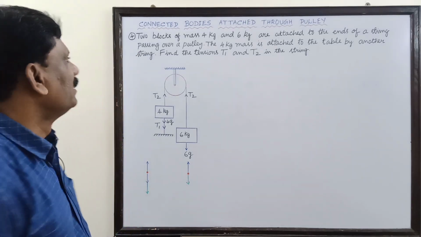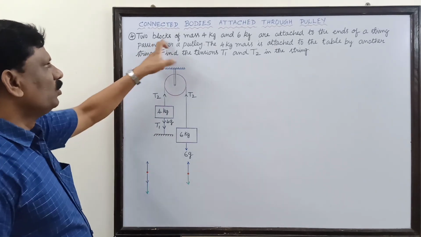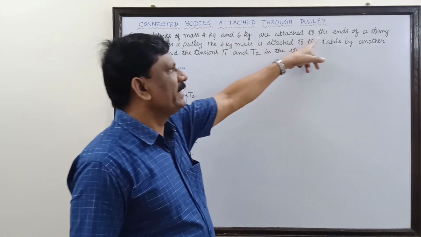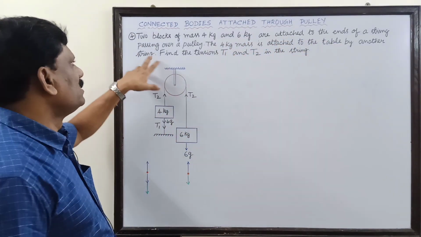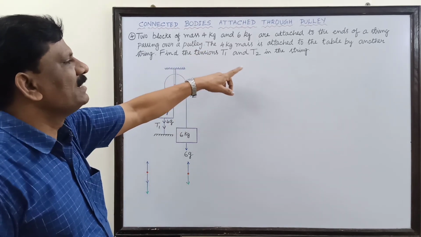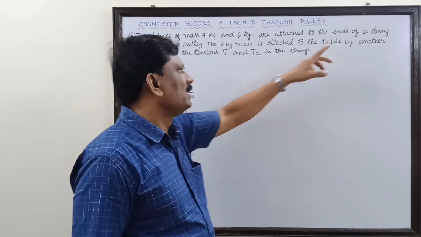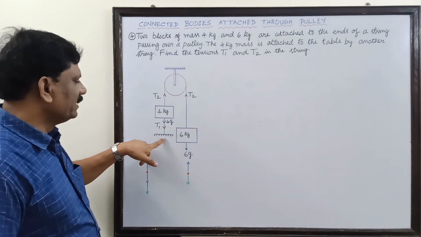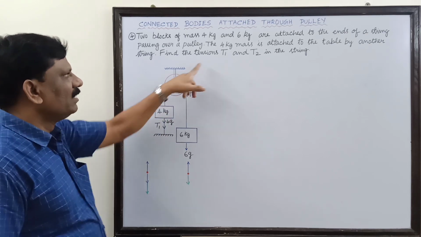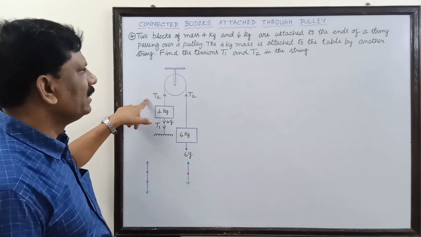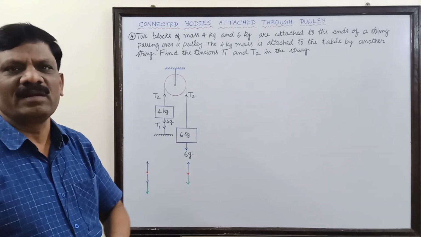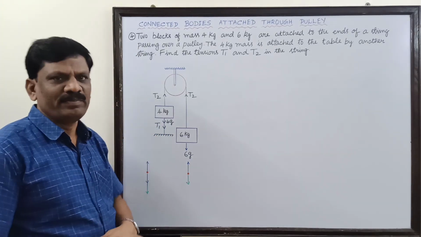Hi students, fourth sum. Two blocks of mass 4 kg and 6 kg are attached to the ends of a string passing over a pulley. The 4 kg mass is attached to the table by another string. Okay, this is a table and the 4 kg mass is attached to the table. Find the tensions T1 and T2 in the string. A very important numerical problem, but very simple.